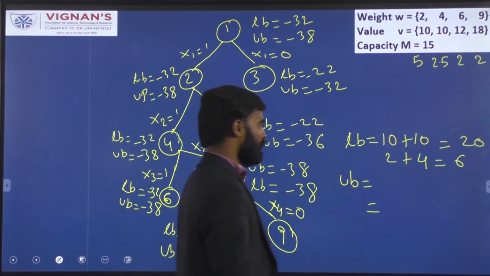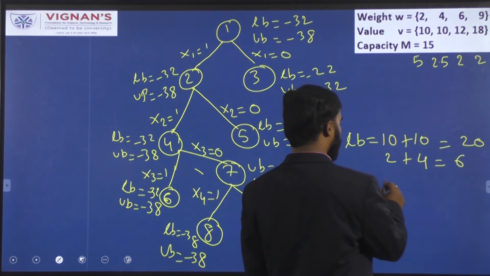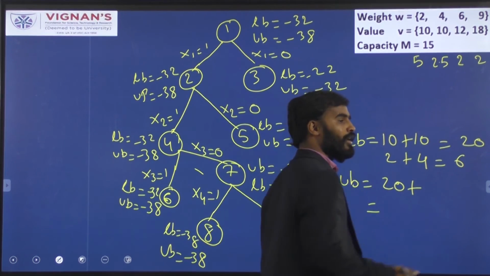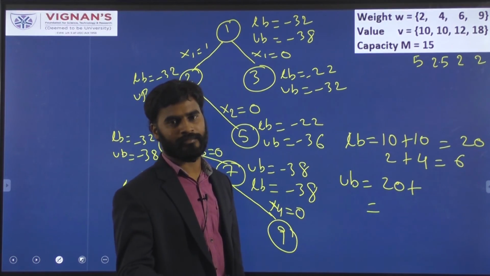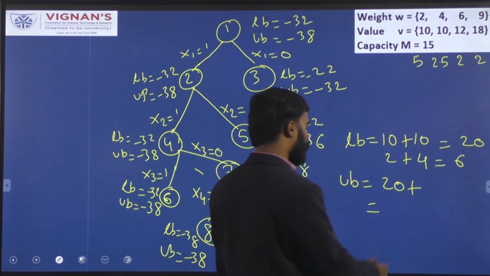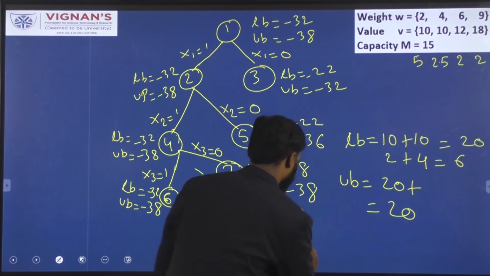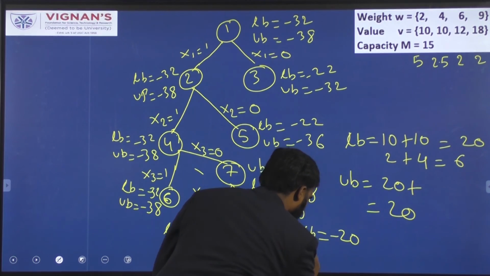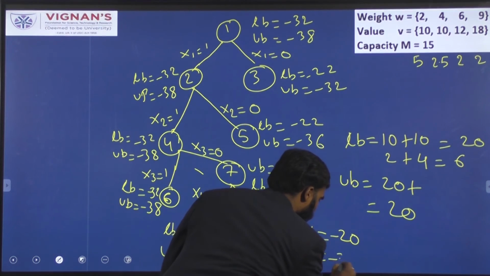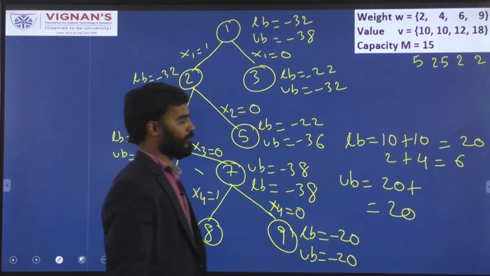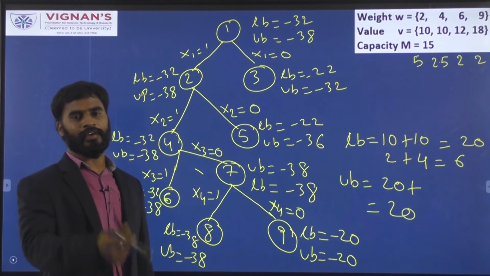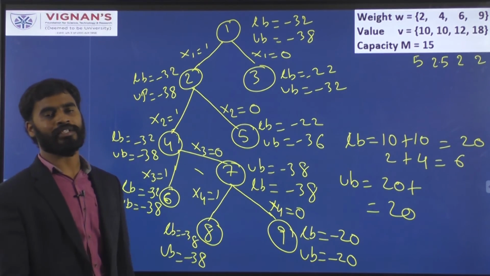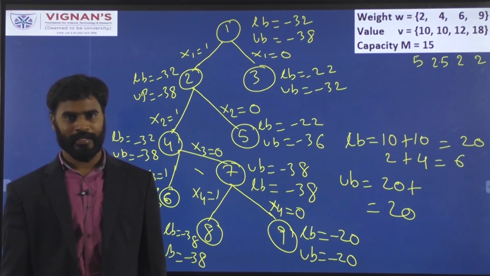What is the upper bound? The upper bound is the value of the current selection plus the remaining weight times the profit of the next available item. There are no available items, so the upper bound also becomes 20. So the lower bound is 20, the upper bound is 20. This is how you are supposed to calculate the lower bound and upper bound for the different nodes and construct the state space tree.